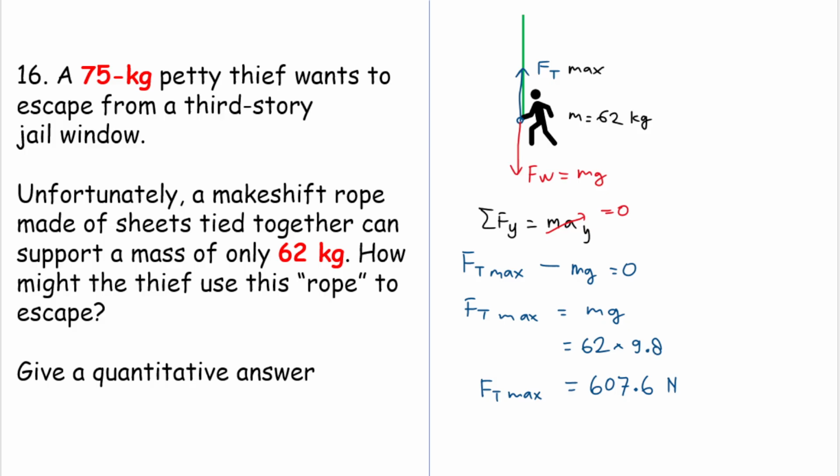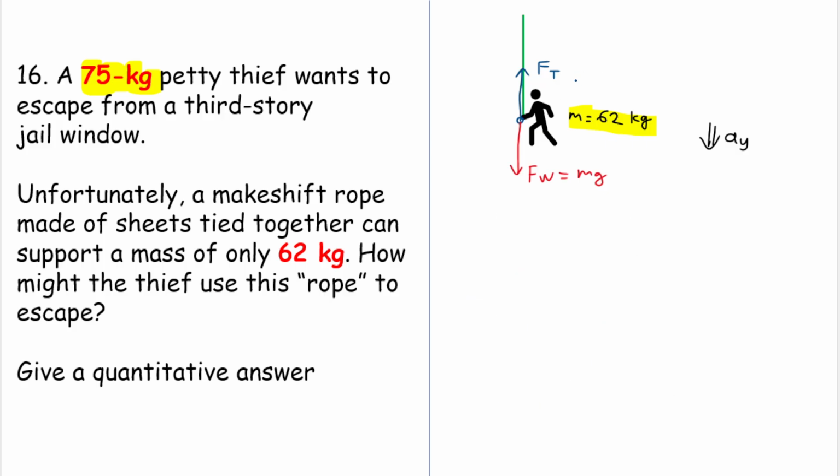However, the mass of the thief is 75 kilograms. Here, we assumed that he is 62 kilograms. But he needs to accelerate downward, so we'll have ay here, and we need to find out how much acceleration he needs to keep the rope intact. So let's calculate that.